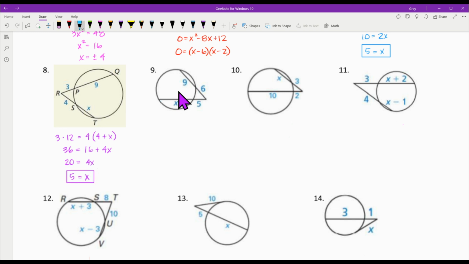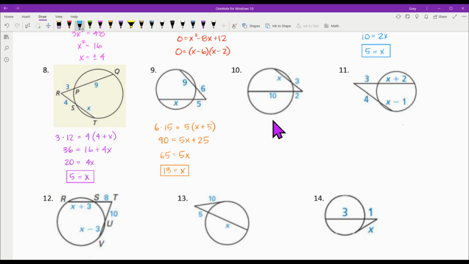No negative values. Number 9, outside is 6. There's my 6. Outside is 6. The whole thing is 6 plus 9, which is 15. The outside is 5. And the whole thing is x plus 5. So 6 times 15 is 90 equals 5x plus 25. Subtract my 25. I have 65 equals 5x and x equals 13. Again, not a problem, no negative segments.